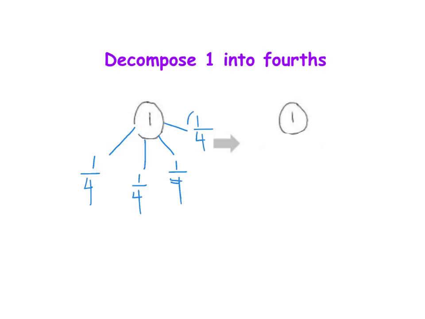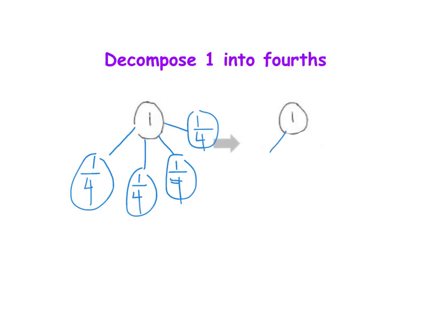and 1/4. And remember, these are unit fractions because my numerator, or my top number, my very first number, is 1. So those are unit fractions. So I just decomposed this one whole into 4 unit fractions. But another way that I could do this is I could draw a number bond decomposing 1 into 2 parts.